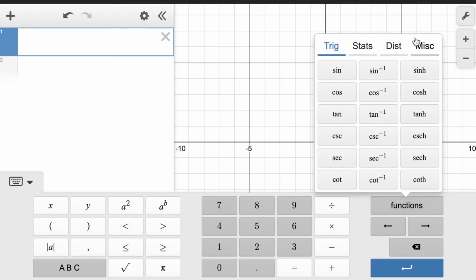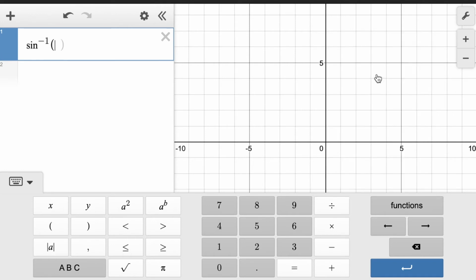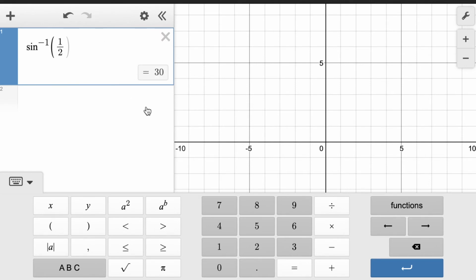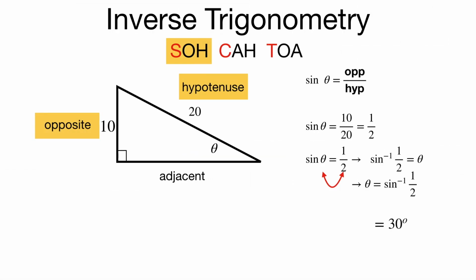There's a bunch of different functions. Make sure you're on the trig function. And here are all my inverse trig functions. We don't really use the cosecant, secant, or cotangent in our class, but you will in the future. Since our first calculation is we want to find the angle whose sine is 1/2, I'm going to click on inverse sine and type in my fraction, 1/2. It tells me a 30-degree angle is the angle that has a sine of 1/2. So the angle whose sine is 1/2 is 30 degrees.